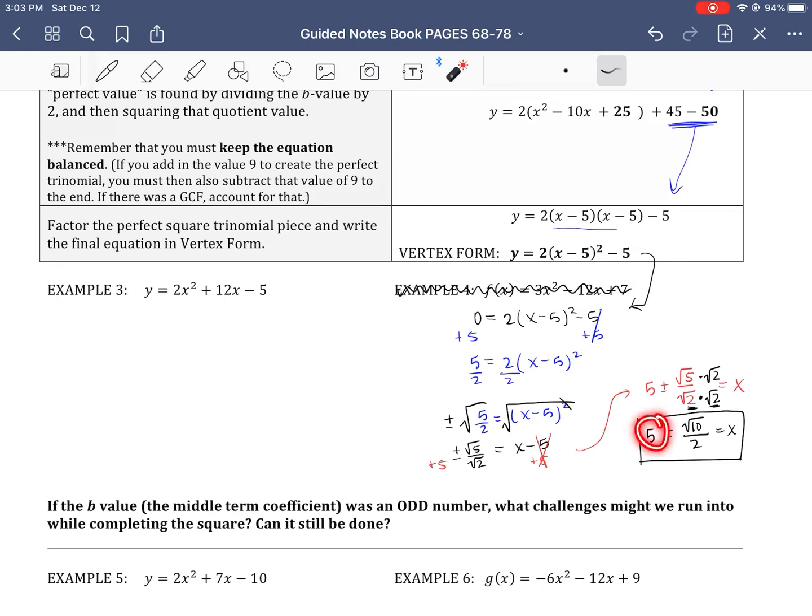And again, we could approximate these if we wanted to. We would just put in 5 plus square root of 10 over 2 and 5 minus the square root of 10 over 2. Now remember, we can't simplify this any further, right? Because 10 is inside the radical and 2 is on the outside.